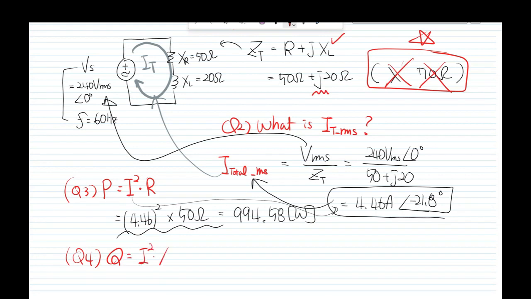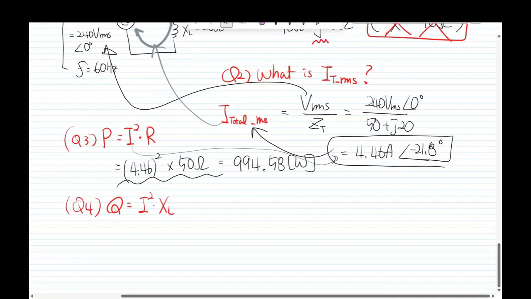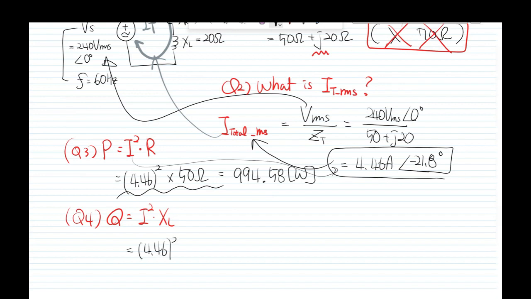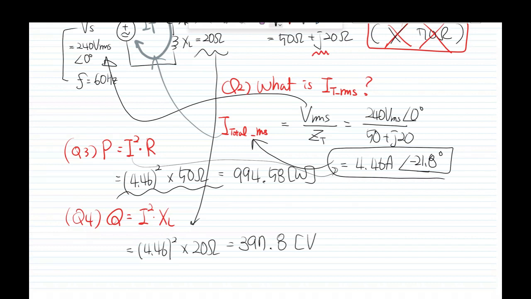And question 4: Q is I squared times X sub L. So Q is 4.46 squared times X sub L, which is 20. After calculation, you get 397.8 VAR. Don't miss the unit.